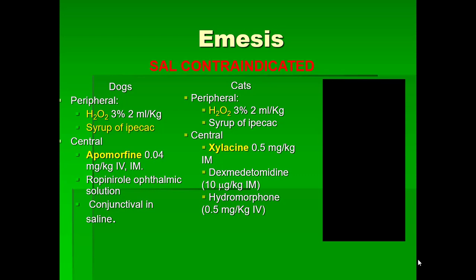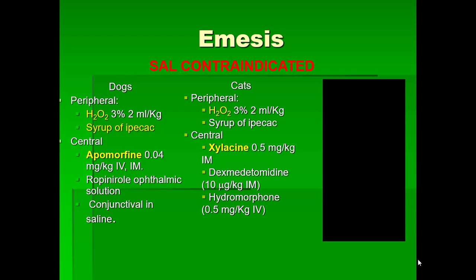The other drug that we see here is syrup of ipecac. It's mentioned in many old textbooks, but now it's kind of contraindicated in both dogs and cats. And the main reason is that it takes a long time before the animal vomits. It could be up to 30 to 40 minutes.